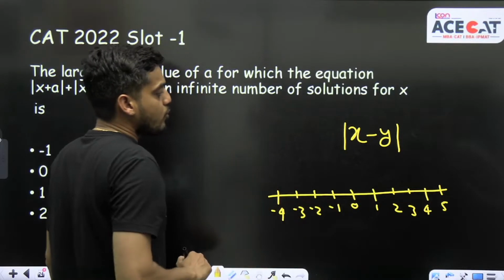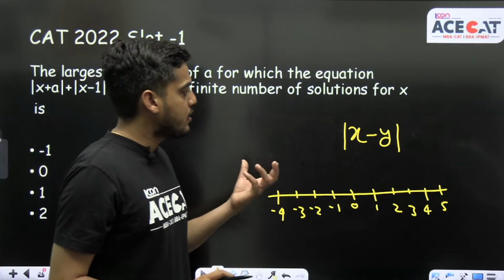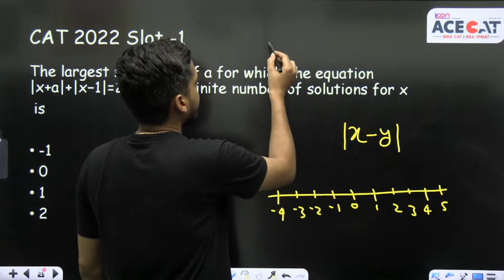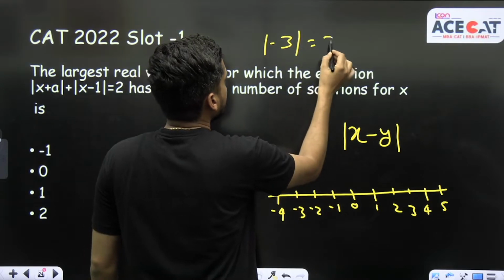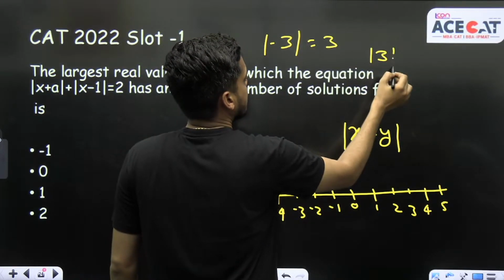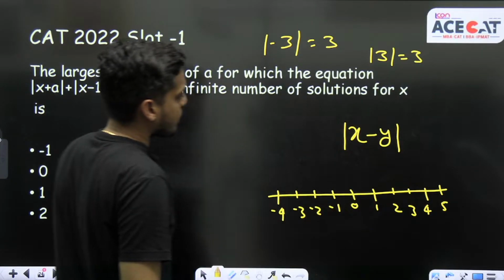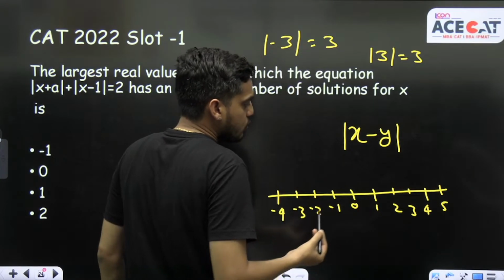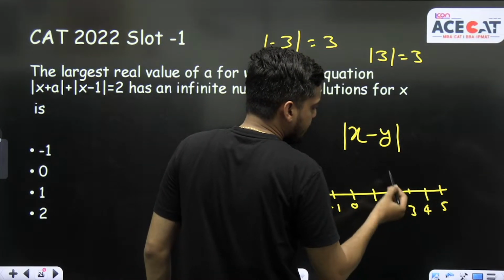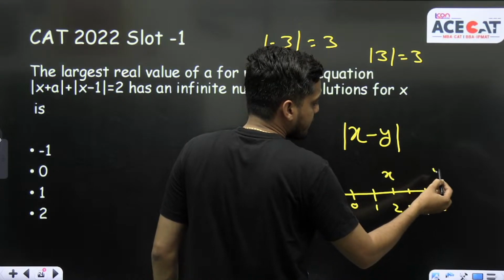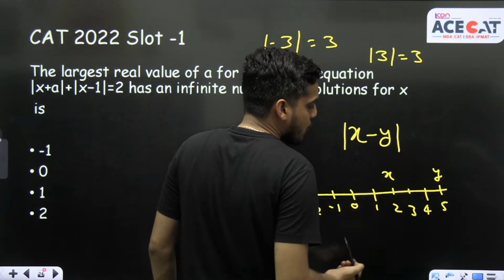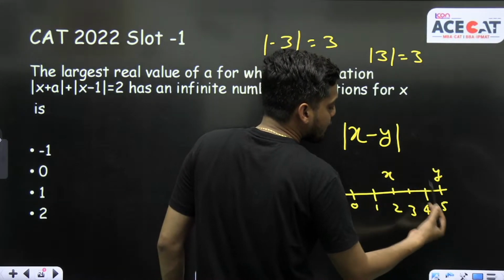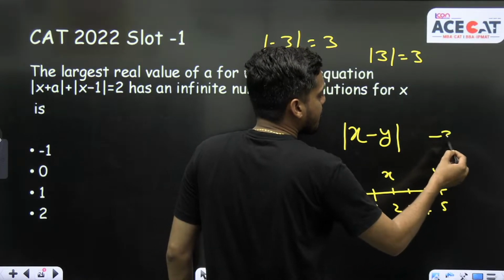So what is mod of x minus y? We all know that the final value after mod will be a positive number. Like mod of minus 3 is 3, and mod of 3 is 3. That we must know. Now if I take the value of x as 2 and the value of y as 5, the distance between x and y is 2 minus 5, that is minus 3. Then mod of minus 3 will be equal to 3.